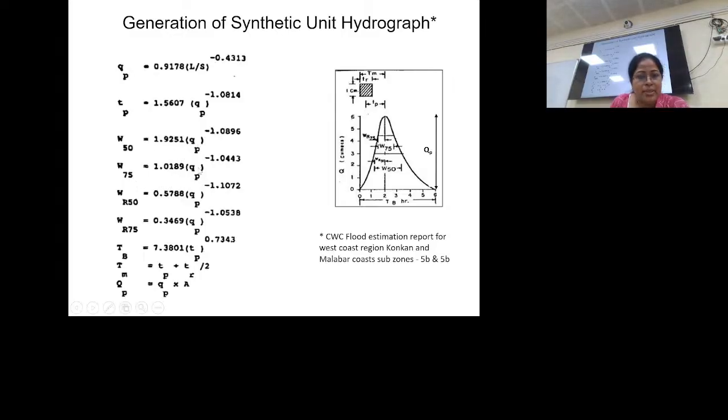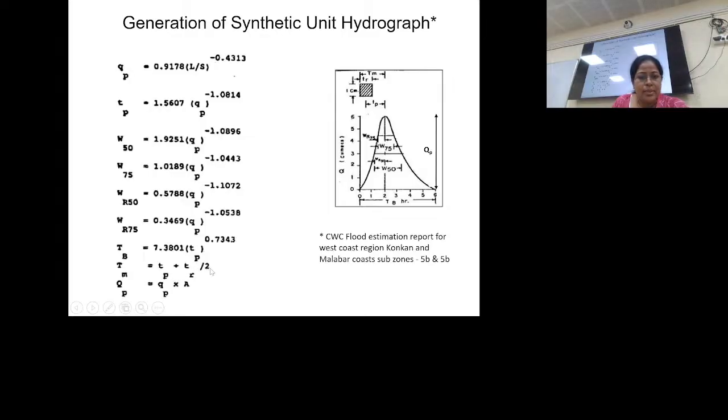All these parameters depend on small QP, so we'll be able to get these 4 points. Then the base width TB. This is the base width of the hydrograph that depends on small TP. So we are getting this parameter also.